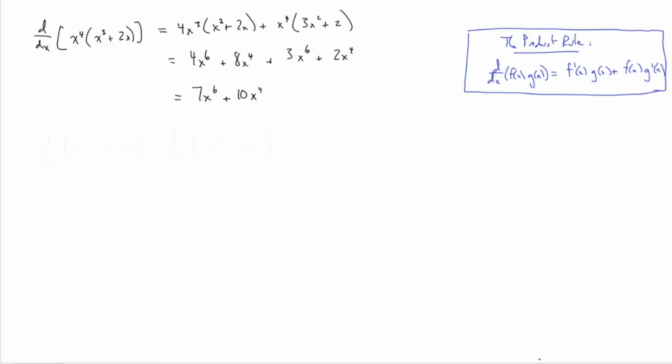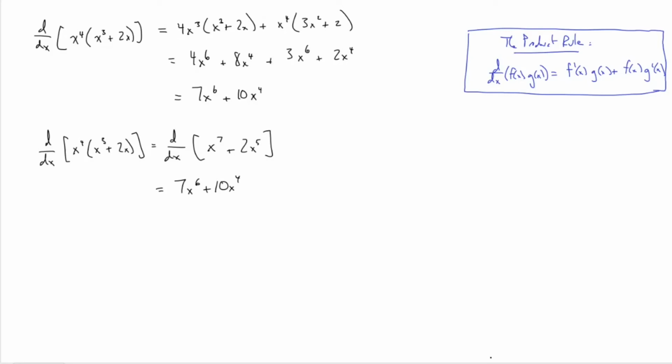Let's check to see if we were right. Doing a little algebra, x to the fourth times x cubed plus 2x is x to the seventh plus 2x to the fifth. So if we do the algebra first and then take the derivative of what we come up with, then we very quickly see from what we've learned about derivatives of polynomials that the derivative indeed is 7x to the sixth plus 10x to the fourth.